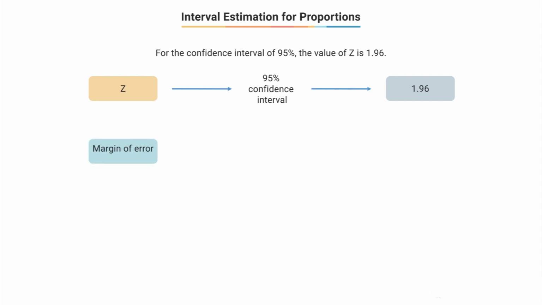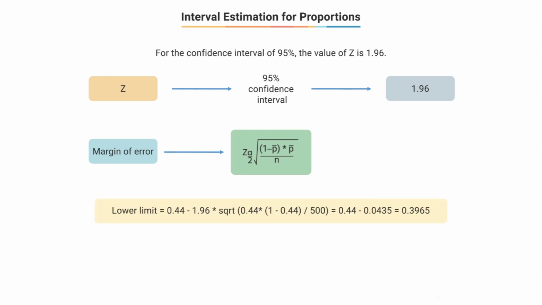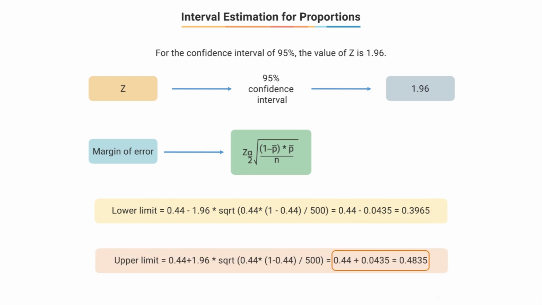So if I just look at the margin of error, critical z times root of p bar into 1 minus p bar by n, and put in the values, we'll get 1.96 times root of 0.44 into 1 minus 0.44 upon 500, which is equal to 0.0435. Overall, the value will give us 0.44 minus 0.0435 equal to 0.3965, which is the lower limit, and 0.44 plus 0.0435 equal to 0.4835. So our confidence interval is 0.3965 to 0.4835. Thus, we can conclude that there are 95% chances that the proportion of all voters that favor the candidate is within the range of 0.3965 to 0.4835.